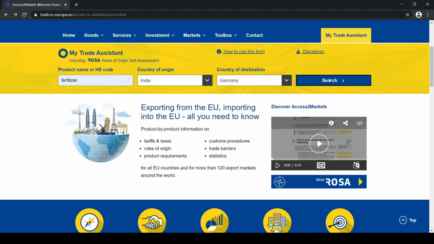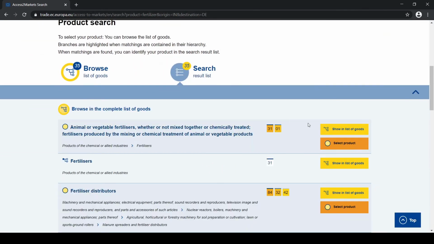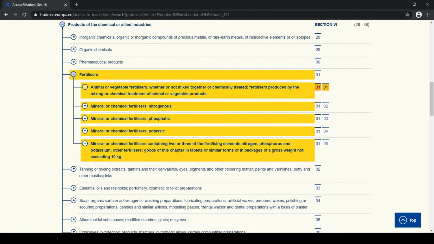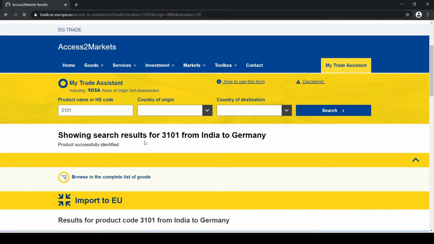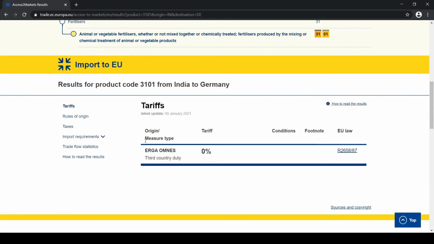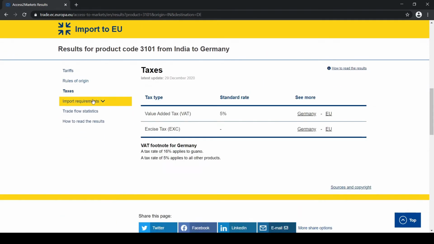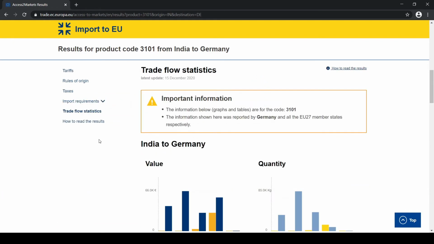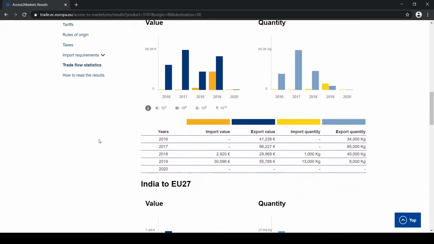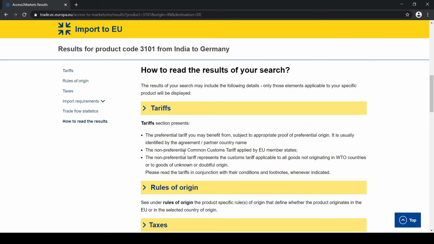There is a search function, like we saw in the Tajikistan portal, but with the additional feature of a code tree to help traders find their products of interest. We may notice that somewhat different information is provided. For example, in addition to tabs on tariffs, rules of origin, and import procedures, the search also prominently displays import statistics and a section on how to read the results.